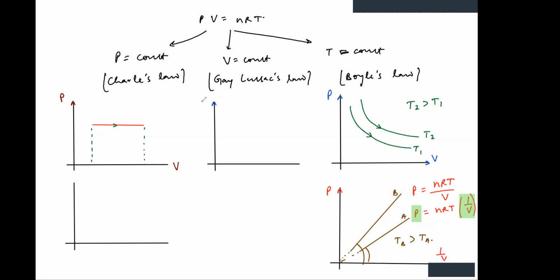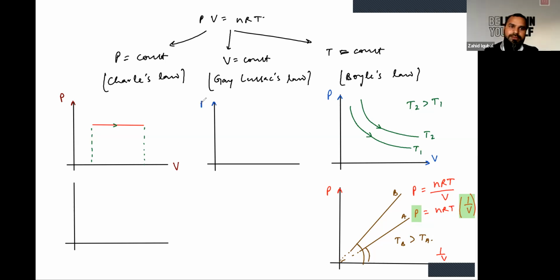Next, in this part, since volume is constant, if you plot pressure versus volume, it will be a straight line parallel to the ordinate, that will be along this direction. Similarly, if we plot pressure versus temperature, since at constant volume pressure and temperature are directly proportional to each other, it will be a straight line like this.